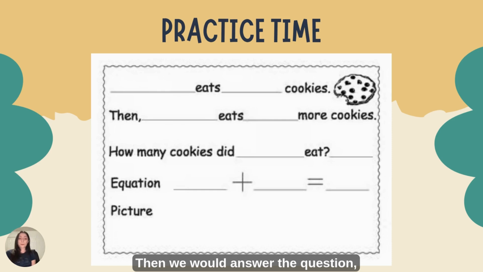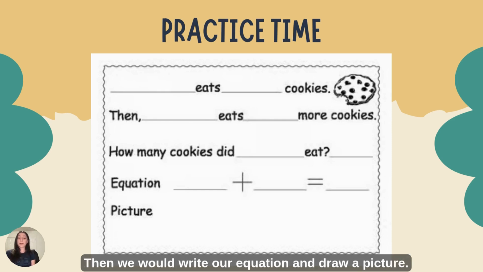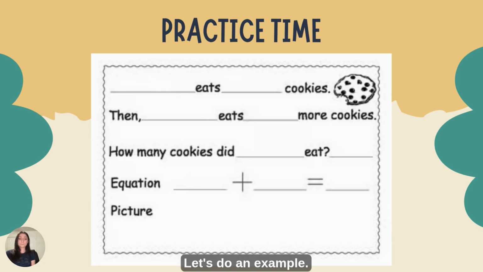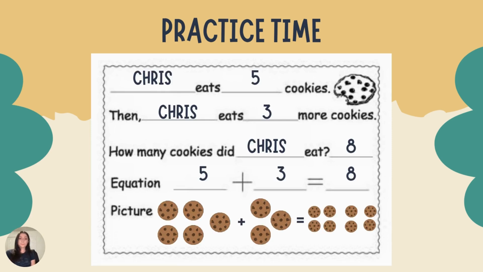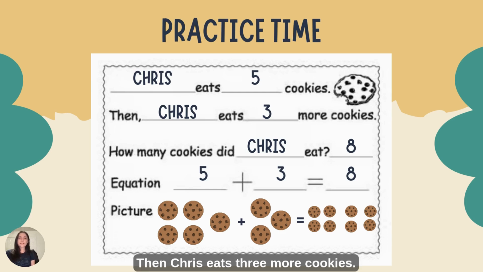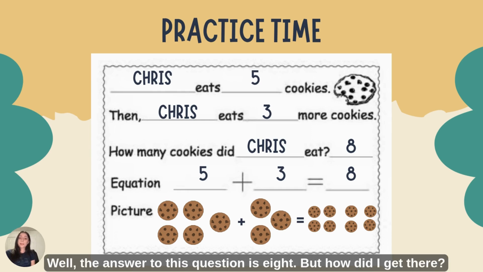Then we would answer the question, how many cookies total did the person eat? Then we would write our equation and draw a picture. Let's do an example. Chris eats 5 cookies. Then Chris eats 3 more cookies. How many cookies did Chris eat? Well, the answer to this question is 8. But how did I get there?